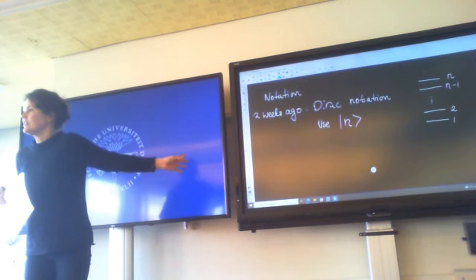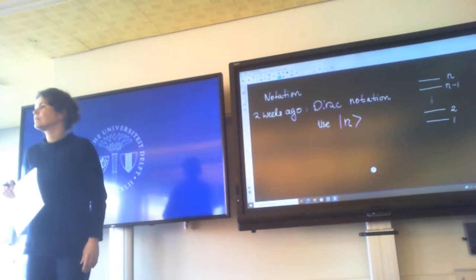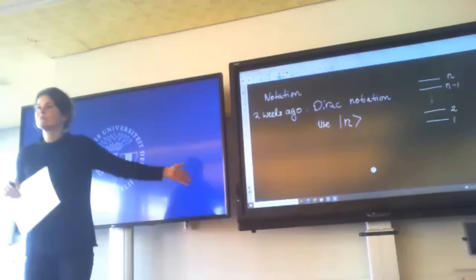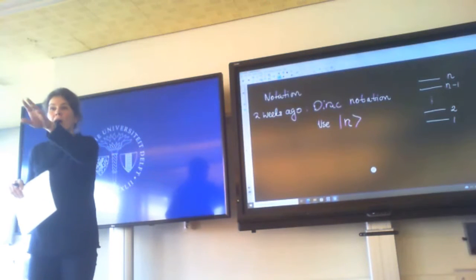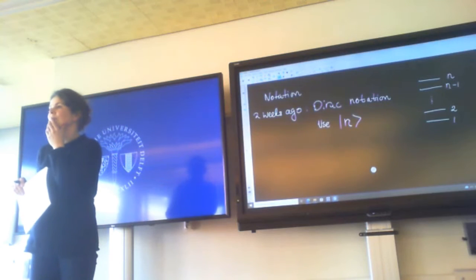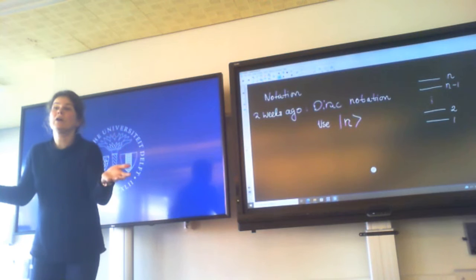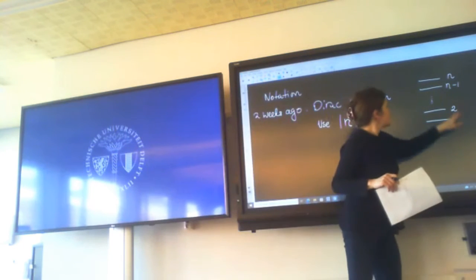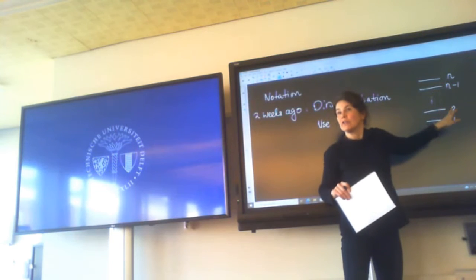Why do you only need one index here? Anyone? Is it sufficient? Yeah, I see people nodding. Why? You don't have to account for this here. Yeah, there's only 1 degree of freedom, right? You only have to use a label for the level here, for the energy.